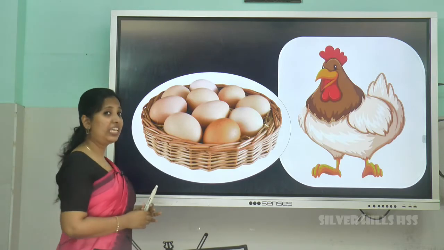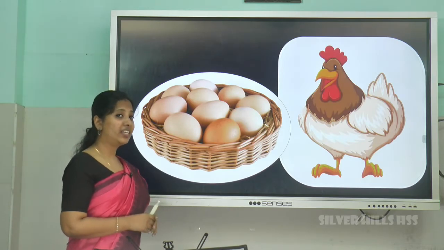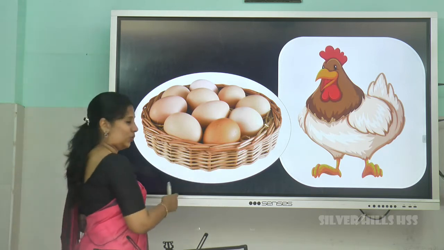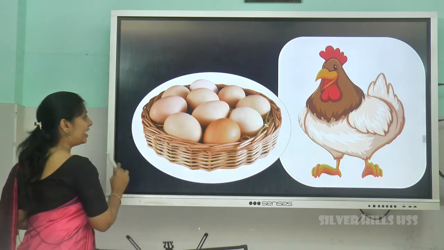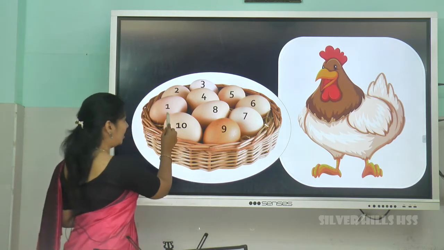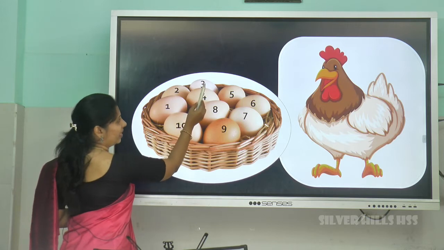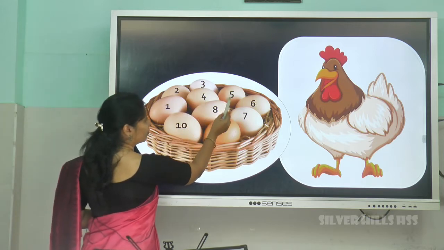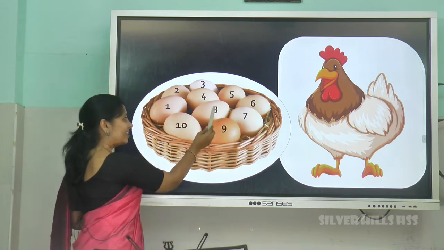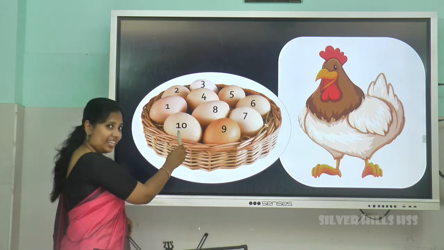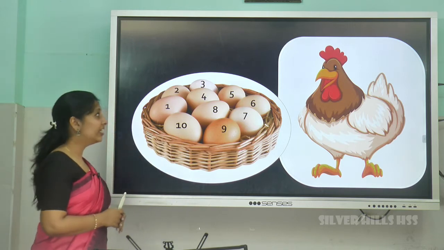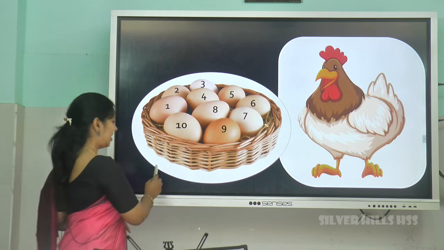They were very eager to see Chotu and her eggs. You can see the eggs and the Chotu. So, let's count the eggs with the children. 1, 2, 3, 4, 5, 6, 7, 8, 9 and 10. So, how many eggs Chotu laid? 10 eggs. Okay.